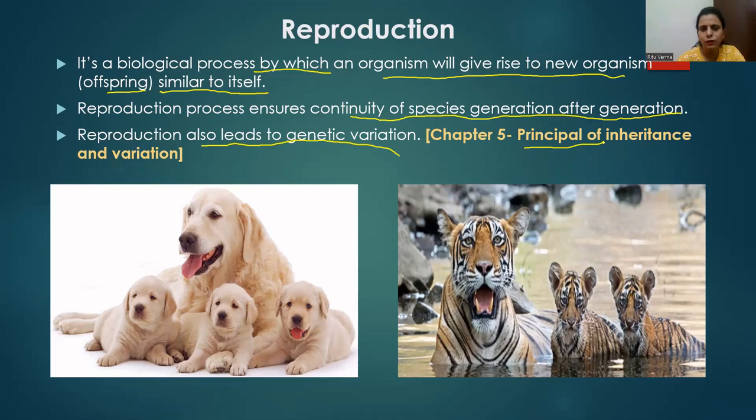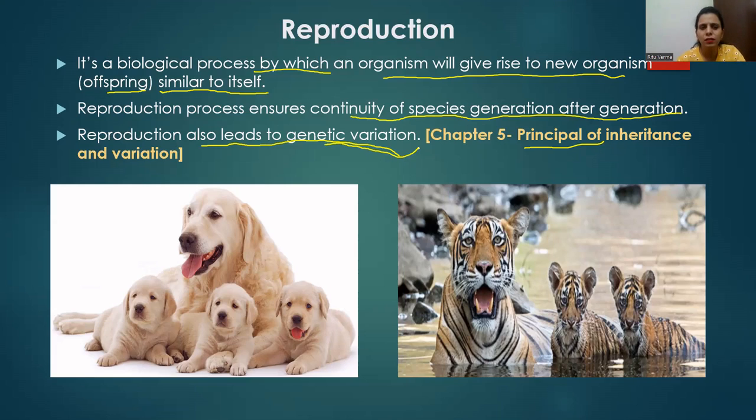Just one point which you have to remember is there are two types of reproduction, sexual and asexual reproduction. This particular point is valid only in the case of sexual reproduction. In case of asexual reproduction, there is no genetic variation, as there is no fusion of gametes.